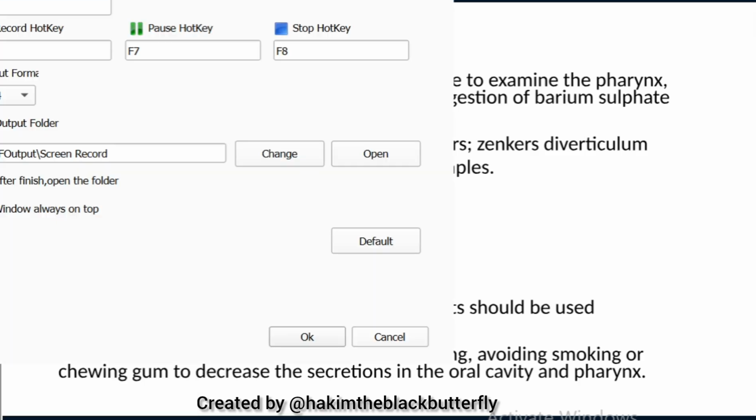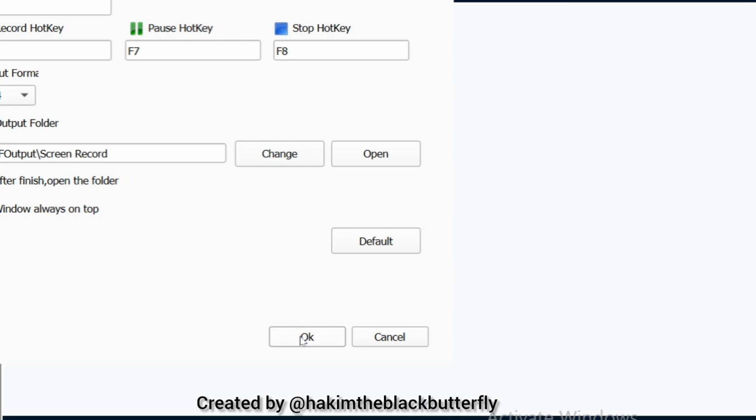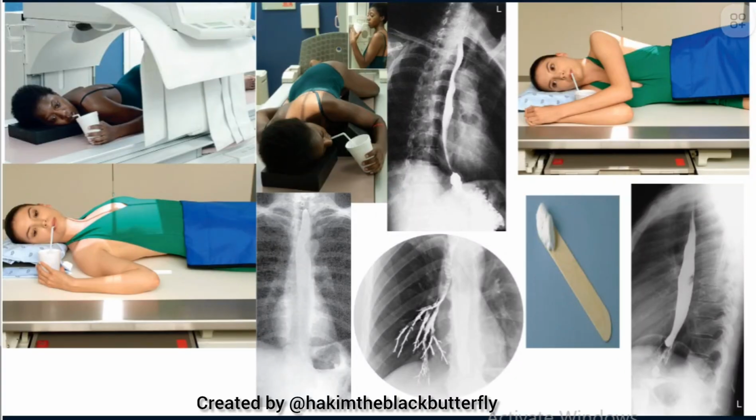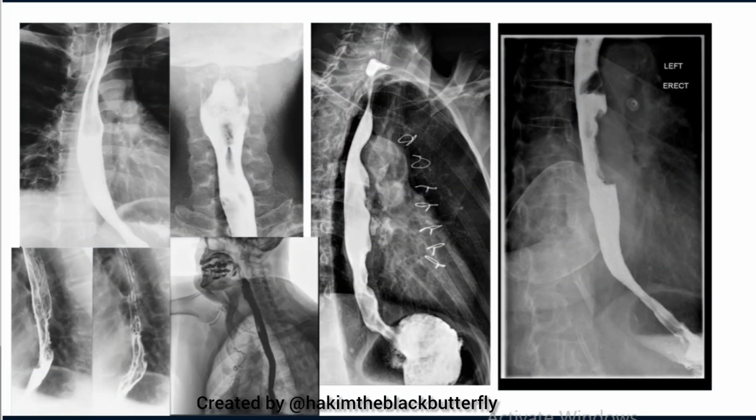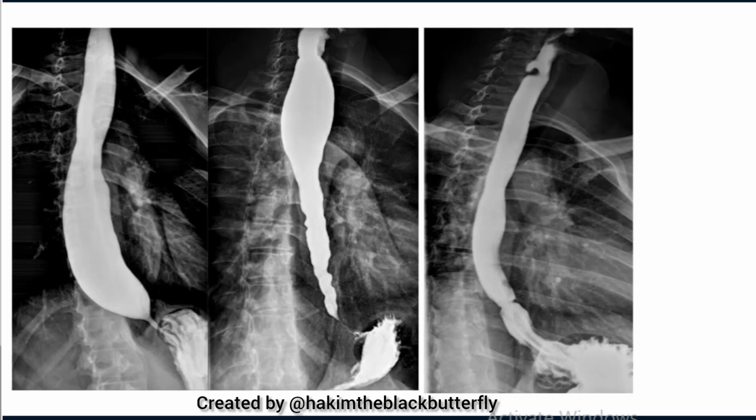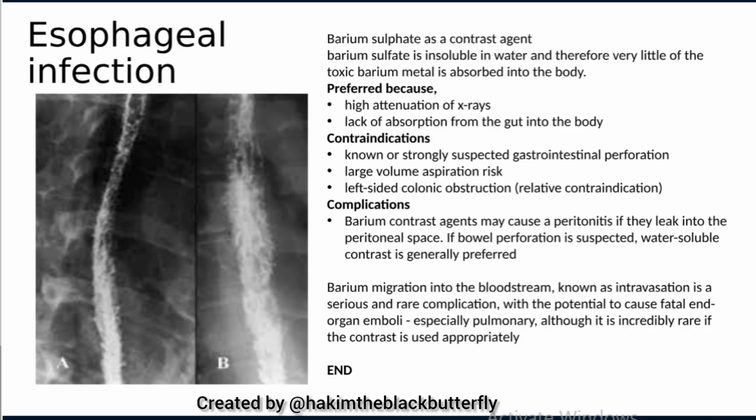to examine the pharynx and the esophagus, including part of the proximal stomach, after swallowing barium sulfate. So we use barium sulfate because of many factors. First of all, this barium sulfate is radiopaque, meaning that when the patient swallows the barium sulfate, if we take our radiograph, we shall be able to see it as a radiopaque fluid lining within the esophagus.